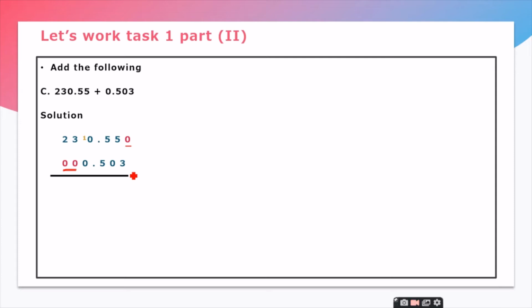Now we start from the right side. So 0 plus 3 is 3, 5 plus 0 is 5, and 5 plus 5 is 10. So we write 0 and 1 carry. Now we bring down the decimal point as it is, and then 1 plus 0 is 1, 3 plus 0 is 3, and 2 plus 0 is 2. So this is the answer.